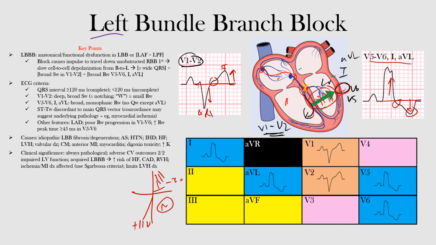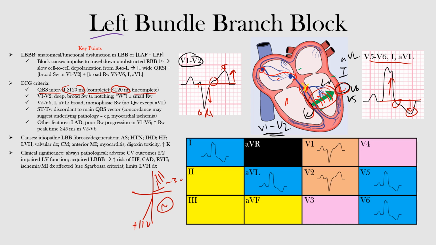All right, now you should note that if all these criteria are met except for prolongation of the QRS interval, then this is considered an incomplete left bundle branch block. In other words, it's considered complete left bundle branch block only when we have all criteria met, including the prolonged QRS interval. Okay, so just like when we talked about right bundle branch block, having that QRS interval prolonged makes it complete. If it's normal or less than 120 milliseconds, it's considered incomplete.